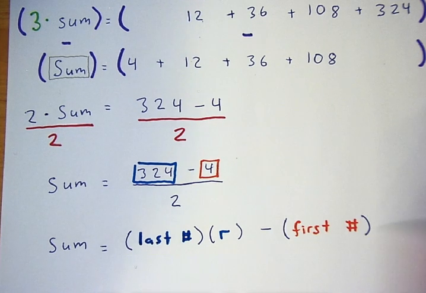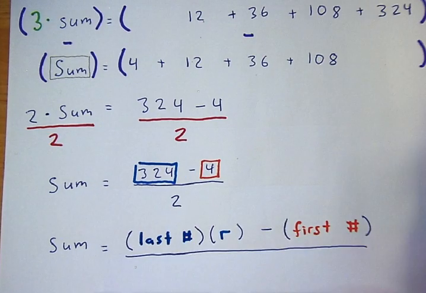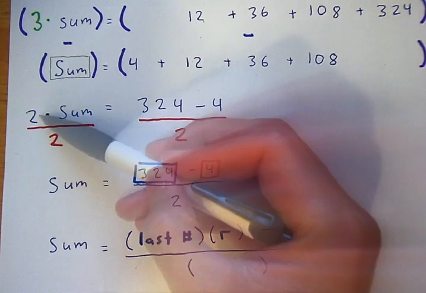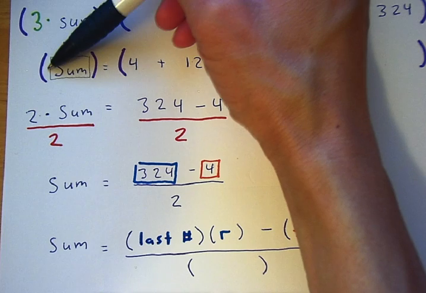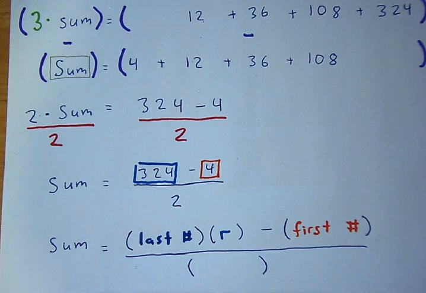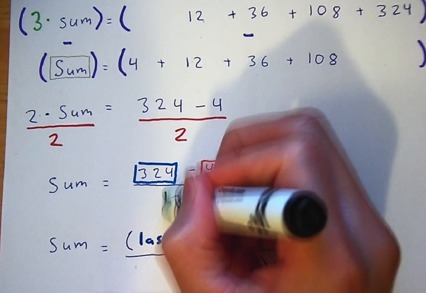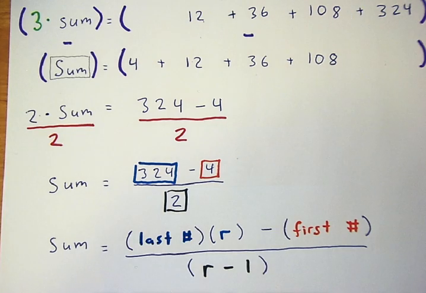Okay. And finally, where did I get this 2 from? Well, I got this 2 right here by doing this 3 minus 1, or my r minus 1. So this right here was r minus 1. And there you go. There's our equation for how to find the sum of a geometric sequence, or how to find our geometric series.